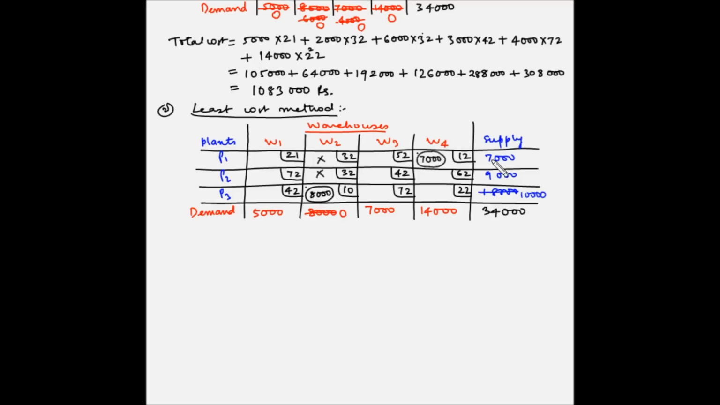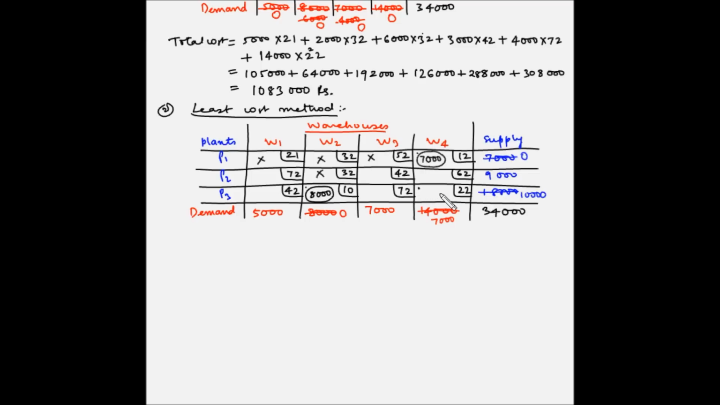Now with this allocation, the supply availability at P1 becomes 0, while the remaining demand for W4 is 14,000 minus 7,000, which is 7,000 units. Now since the entire supply for P1 has been allocated, we'll cross off the remaining boxes indicating that they are no longer available for allocation. Now let's again evaluate the remaining squares to find out the square with the lowest cost. So the next lowest cost is 22, which is for the square P3W4. So let's now select this one.